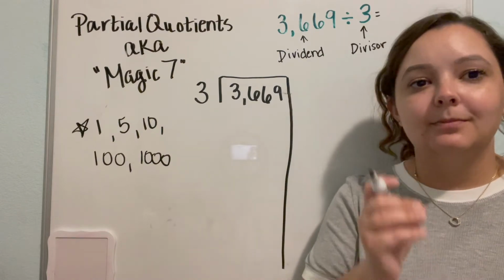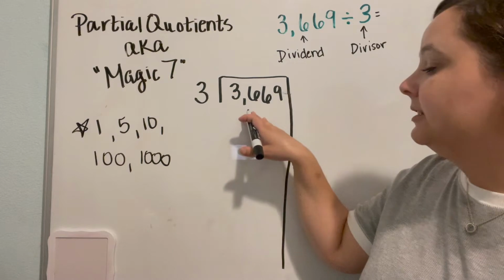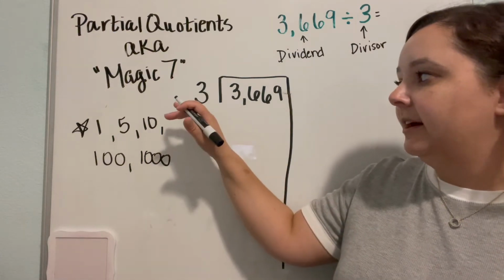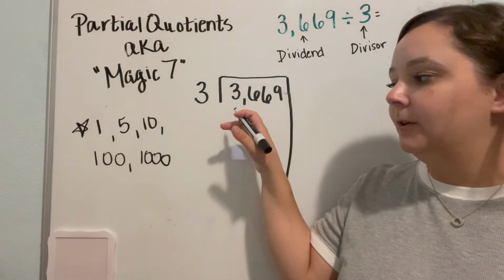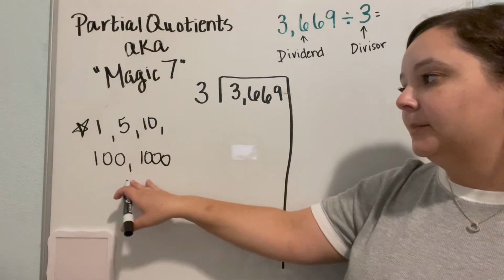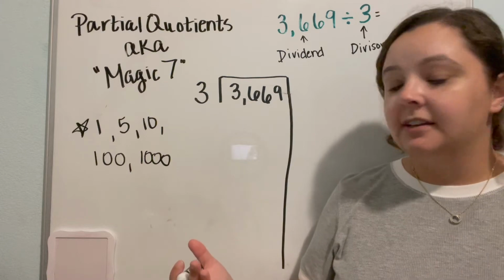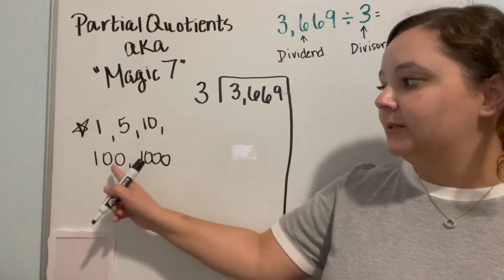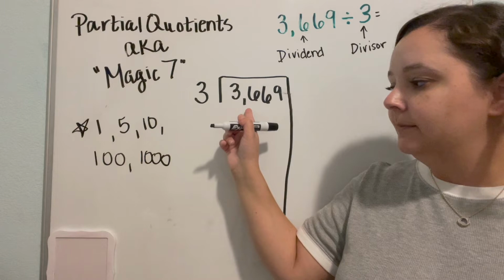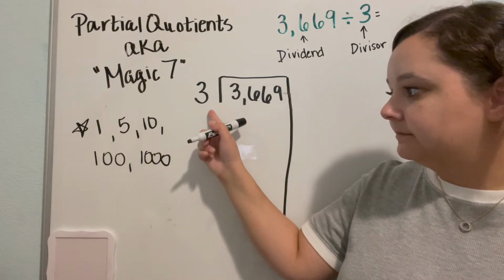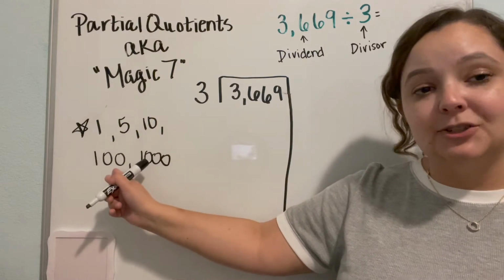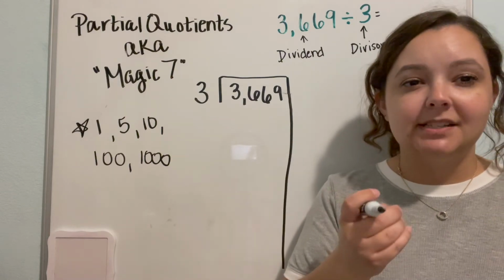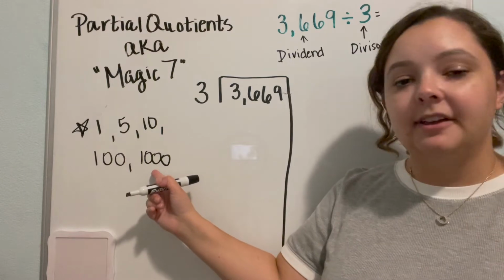So partial quotients is a way to speed up that process by using groups of the divisor instead of just a single divisor. The first thing that we do is see what we can multiply our 3 by to get as close to our dividend as possible. I've made a list of friendly numbers over here, or numbers that are easy for our students to multiply by. So we have 1,000, 100, 10, 5, and 1. We want to see which of these will get us as close to our dividend as possible. We could do 1, 5, 10, and even 100, and they would get us somewhat closer, but we want to use the biggest number possible first. So we're going to start with 1,000.